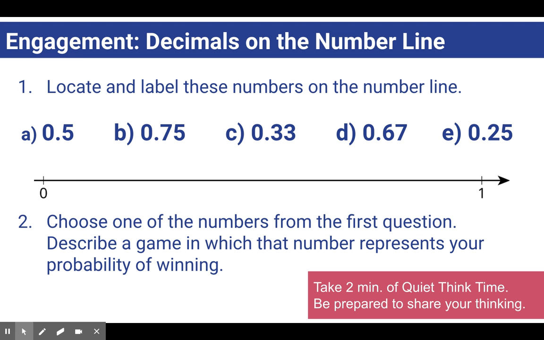And then again, the second part asks you to choose one of the numbers from the first question to describe a game. And for me, a sample response could have been something such as when you get blue when randomly selecting a color from the primary colors, which is red, yellow, and blue, the probability would be 33% or 0.33 because you have 1 out of 3 chances. So that's what my example would have been.